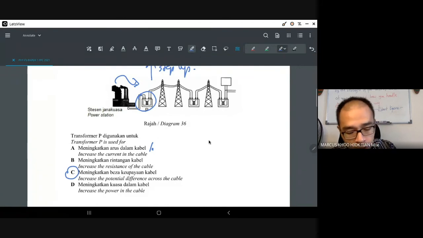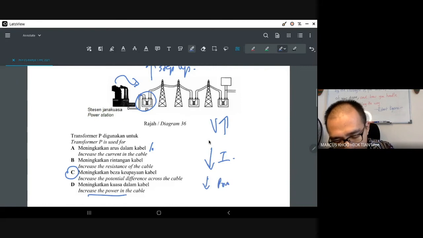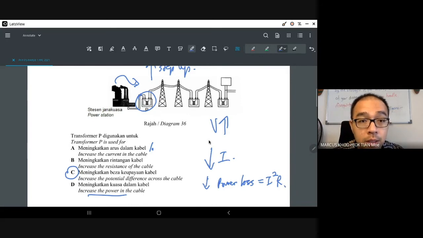Remember, you increase the potential difference to decrease the current, because a smaller current flow will decrease the power loss. Power loss is calculated as I squared times R. The resistance of the cable can't really change because the cable is fixed. What you can change is the voltage or the current. So you increase the voltage to decrease the current so that there is less power loss.